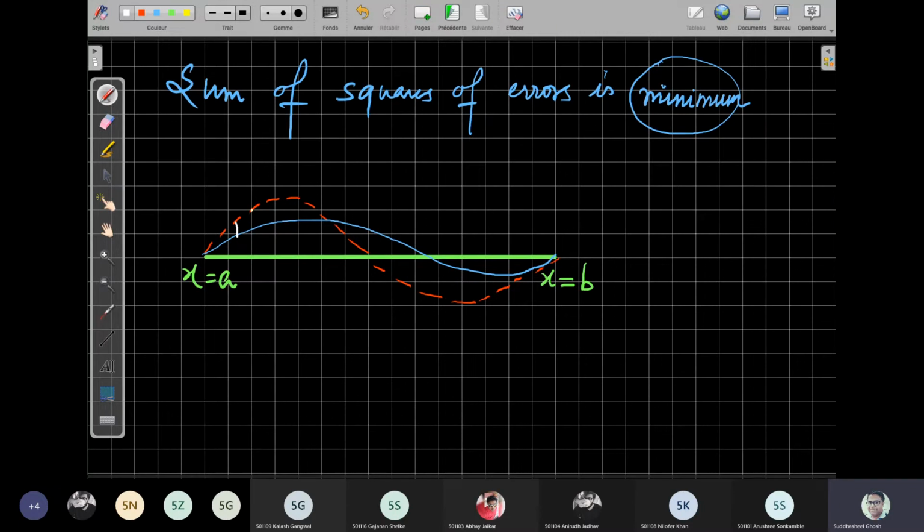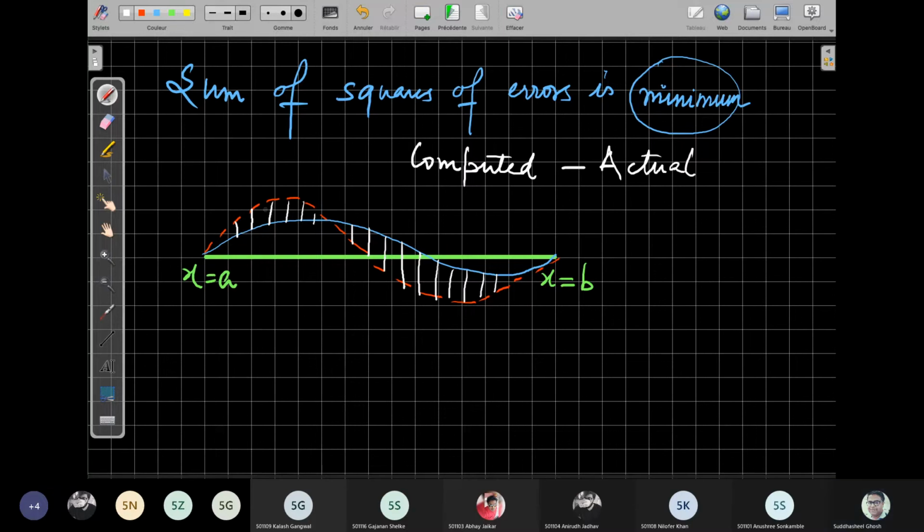Now for every x there is going to be error. Here there is error, here there is error, this is error, all of these are errors. You see this? This is error. Now can you tell me, this error, what will be its sign? Let us suppose I say computed minus actual, then what will be the sign of this? What is the sign of computed minus actual at this place?